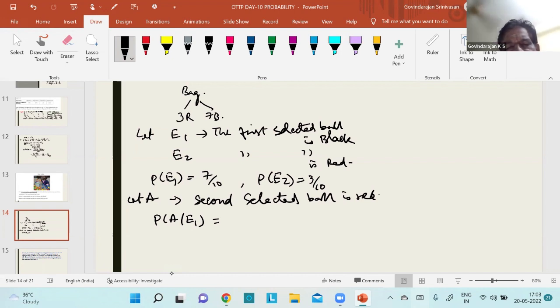Red color means how many? Here it is 3 red and 7 black balls. Already the first selected ball is black color, which means 6 black remain, since 1 black ball is selected. So 3 red and 6 black will be there. Now what is the probability that the second selected ball is a red color? It is 3 by 9.